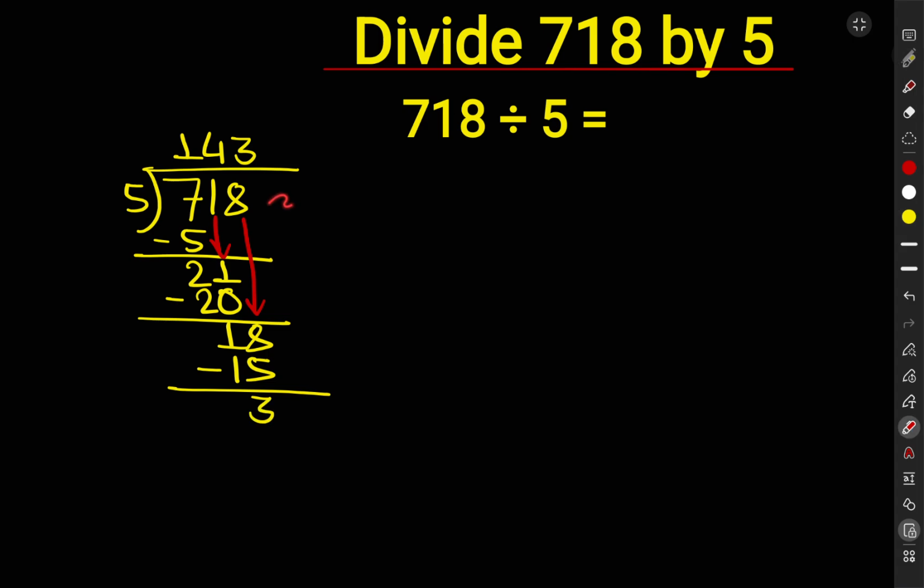So now we have no other number to put down. So we take a decimal here so that we can put 0. So it is 30 and 5 times 6 is 30. On subtracting we get 0. So 718 divided by 5 is 143.6.